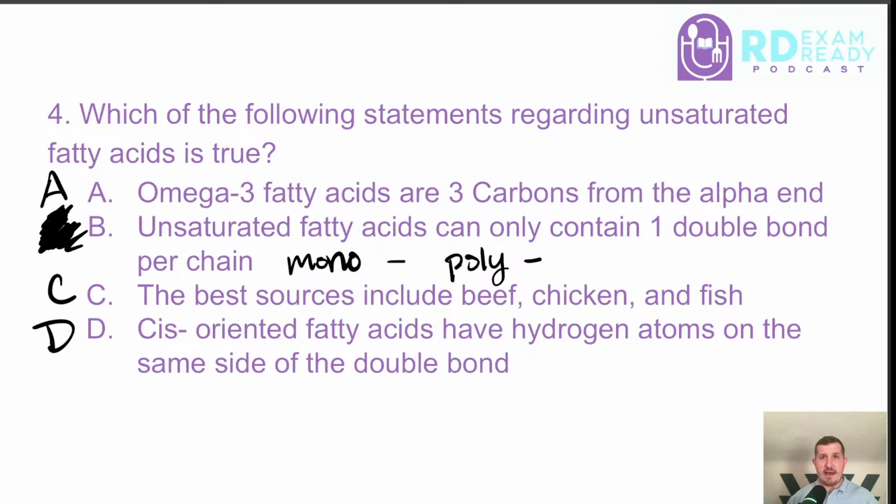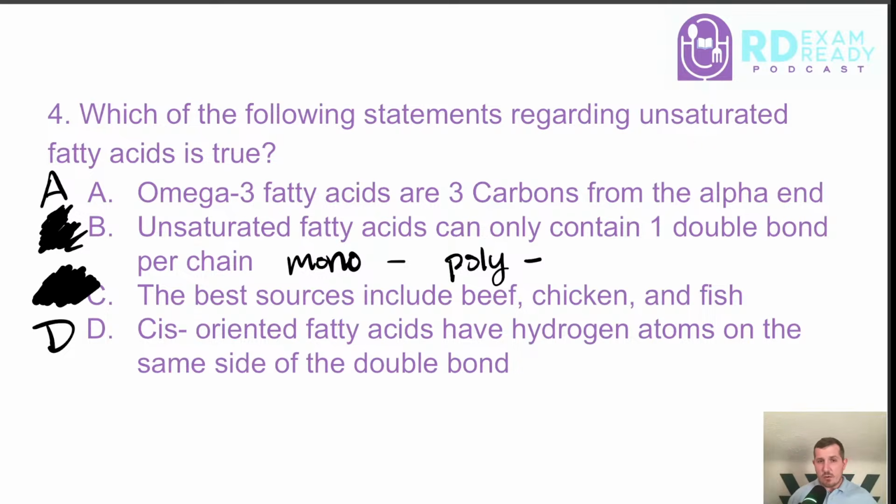C, the best sources include beef, chicken, and fish. Now, no one in the chat dropped this as their answer. It's okay if you did feel this was the answer. However, here's what I would say here. Do we really think of unsaturated fats and think of animal products? No, that's not what we think of typically. We think of saturated fats in animal products for sure, but we don't really think of unsaturated fats in animal products. We think of more different types of foods. I would rule answer C out. That really doesn't feel good to me.